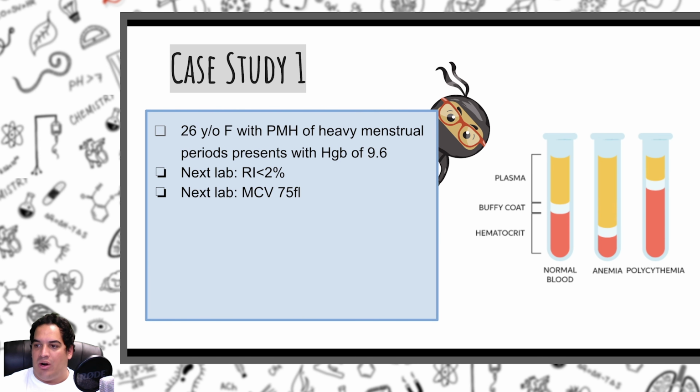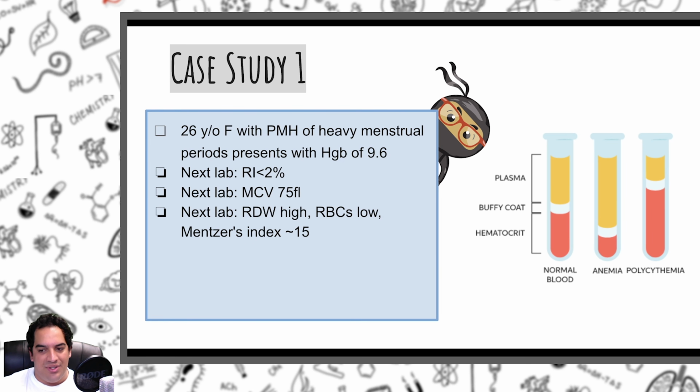After we do that, we check our RDW, our red blood cells, and sometimes you can calculate a Mentzer index. Boom, RDW is high. That's potentially suggestive of iron deficiency anemia, but you can also see this in sideroblastic anemia. Red blood cells are low, and the Mentzer index is 15. That tells me that it's unlikely thalassemia, since thalassemia is usually less than 13.